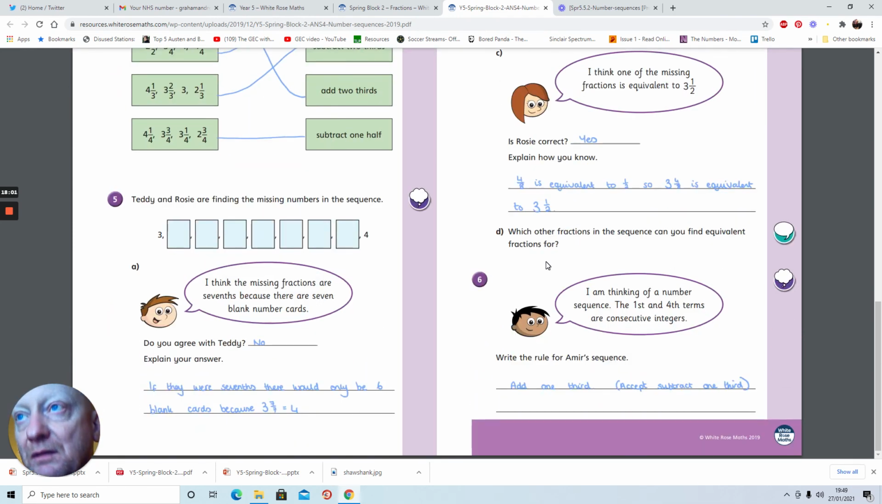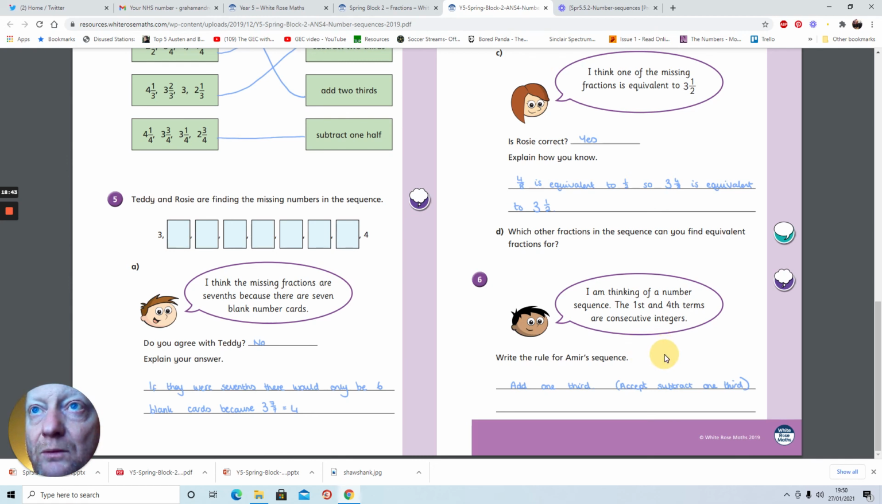It says, lastly, Amir: I am thinking of a number sequence. The first and fourth terms are consecutive integers. What's the rule for Amir's sequence? Okay, so basically what you could do is write any two numbers. You could have 1, and then a gap, 1, 2, and then lastly you'd put in the fourth. So you need 4 marks, 1, 2, 3, 4, and you'd have 1 there, and you'd have 2 there, and you'd say, right, what's the jump between each one?